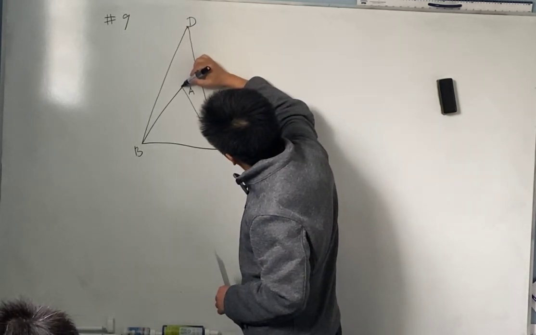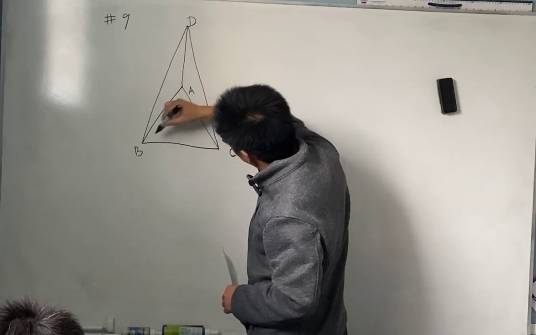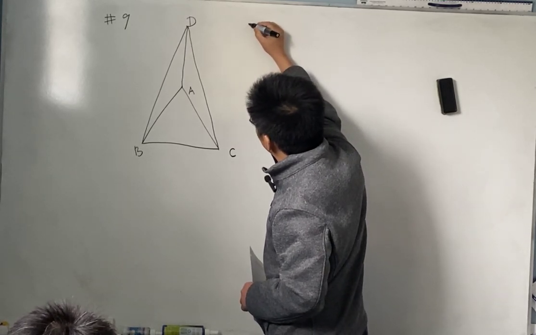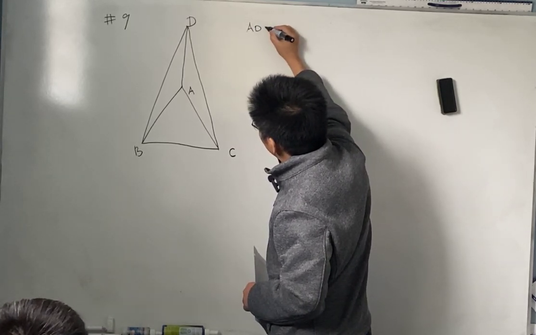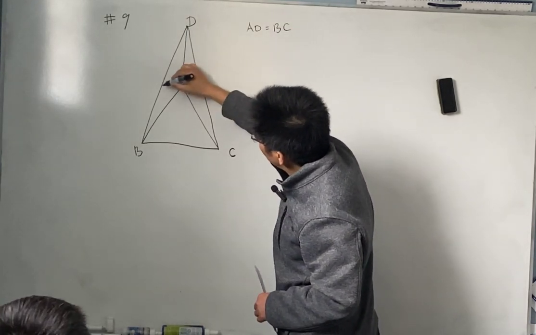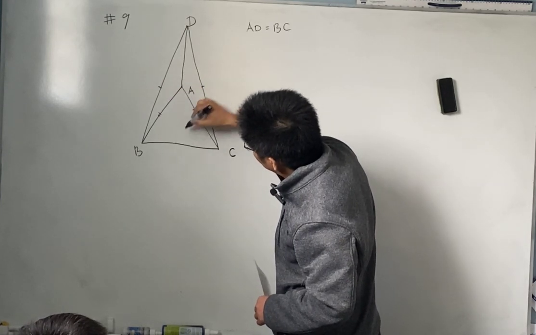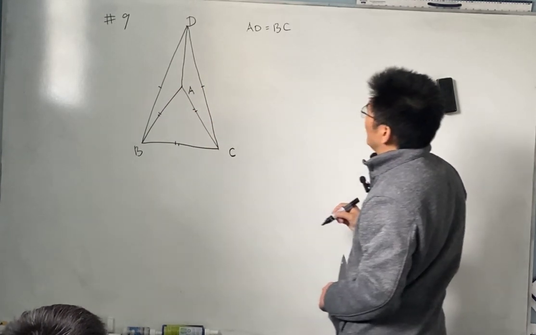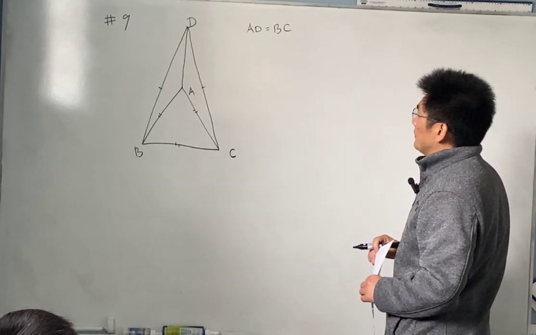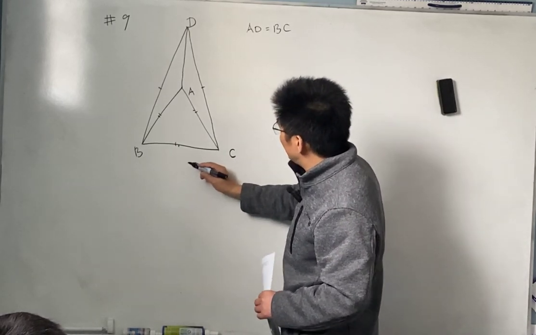So we're going to try to prove that the length of this line equals that line. So we want to prove AD equals BC. So this side equals that side, and all these three sides are equal. All right. So here's how we can prove it.